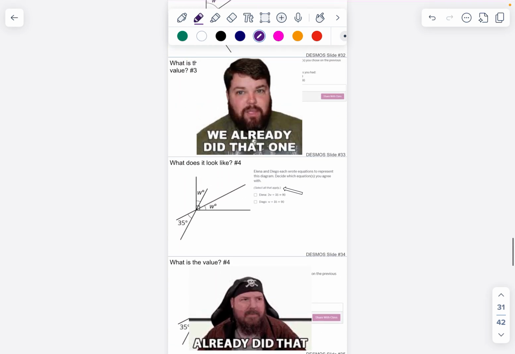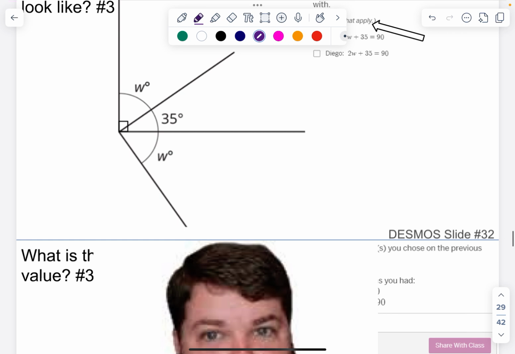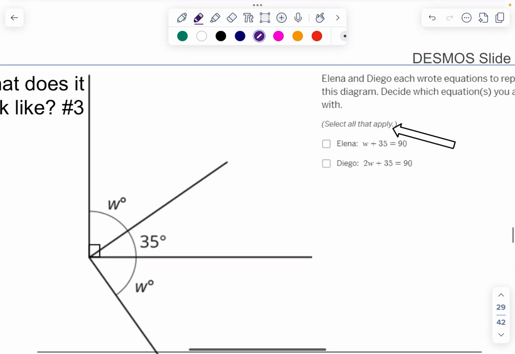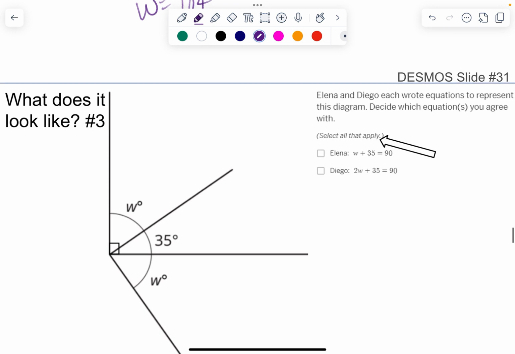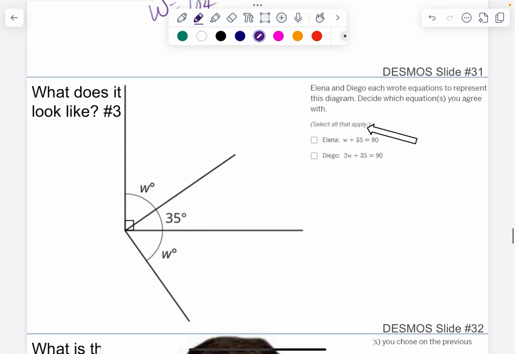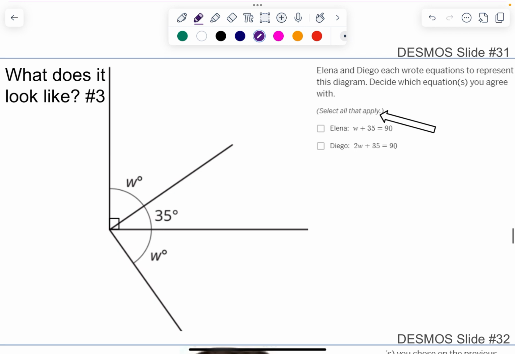All righty. So again, Elena and Diego are writing equations to represent this diagram. Describe which equation you agree with. Elena says that W plus 35 equals 90.